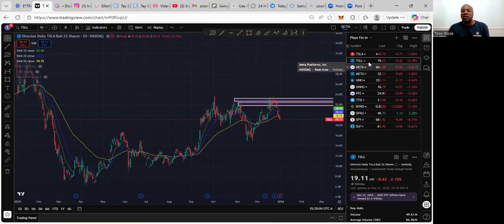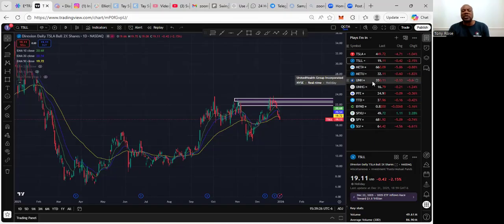But once again, I could look before I even go into my brokerage account. I could see if I'm up or down. So the last trading day, I'm down 42 cents. I have 250 shares of TSLL, so I'm down 42 cents on that. Meta, I'm down 60 cents on my METU shares. I also have 250 shares of that.